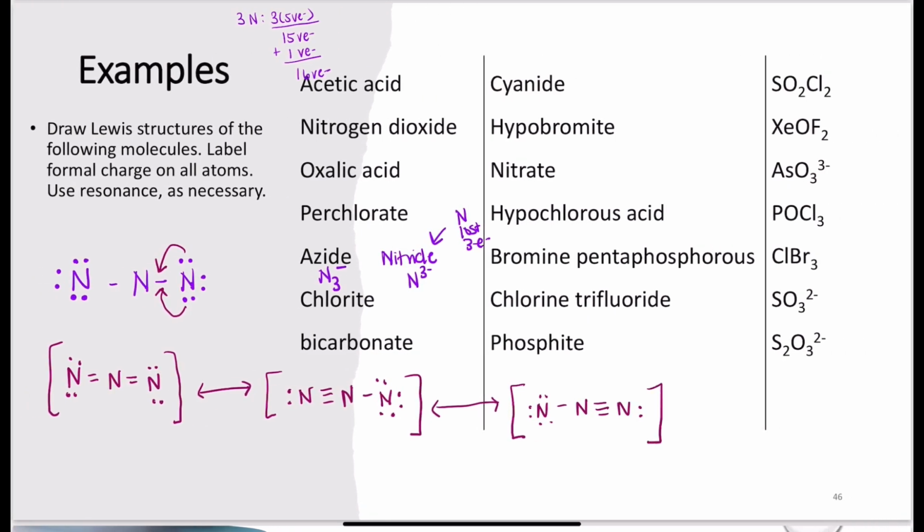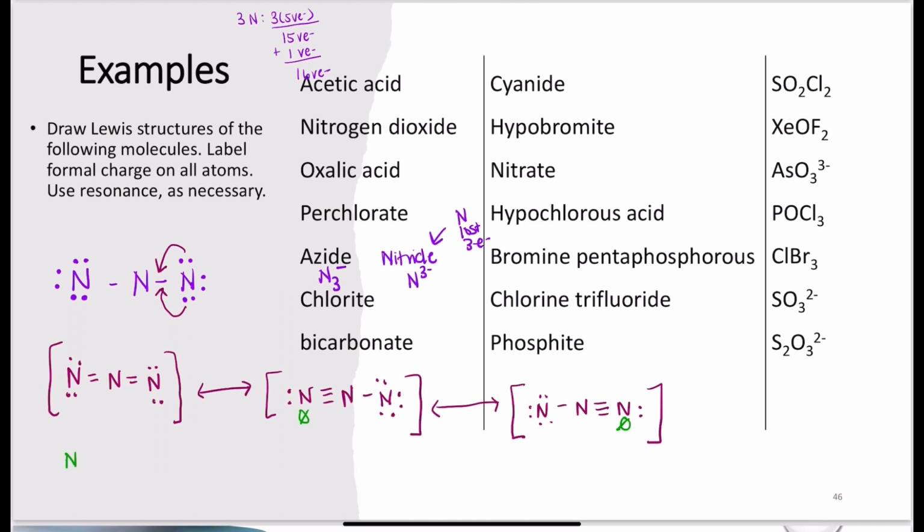I'm going to check my formal charge. None of these nitrogens, oh wait, I lied. So nitrogen, when it has 3 bonds and 2 lone pair electrons, is a 0 formal charge. So this nitrogen's a 0 formal charge, this nitrogen's 0 formal charge. So triple bond, which is 3 bonds, and then 1 lone pair. The other nitrogens are all going to have a formal charge of some sort, though.